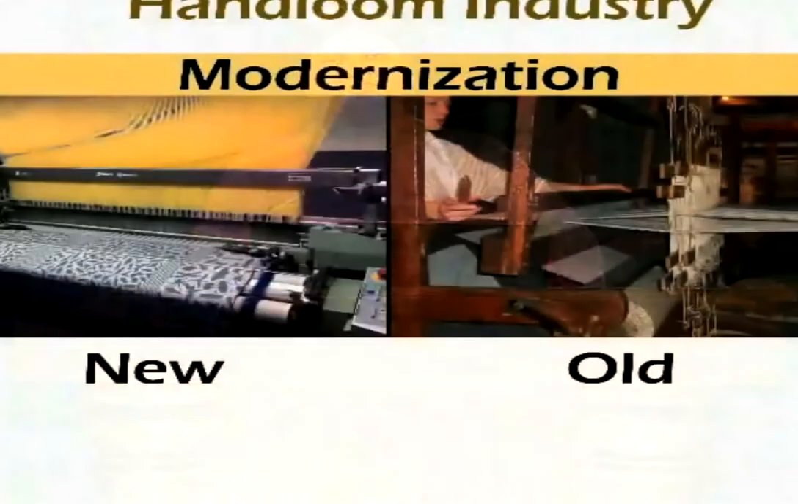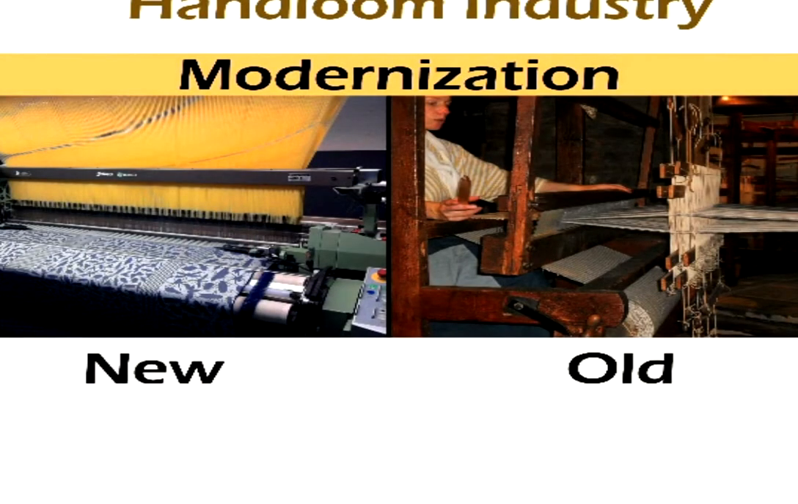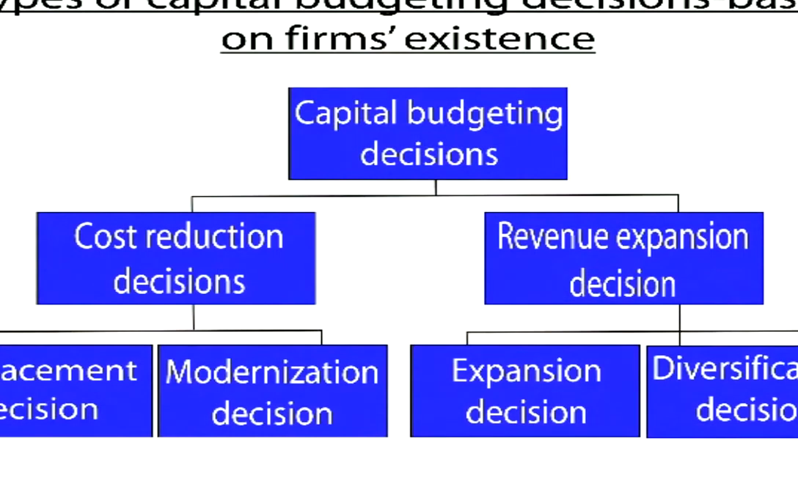Second is modernization, to install new machinery in the place of old one which has become technologically outdated. For example, in a handloom, earlier certain manual machine was used. Now that will be replaced by a totally new machine with advanced technologies. This is called modernization. Now we will learn about revenue expansion decisions. First one is expansion. Expansion means to add capacity to existing product line or to meet increased demands, to improve production facilities and to increase market share of existing products.